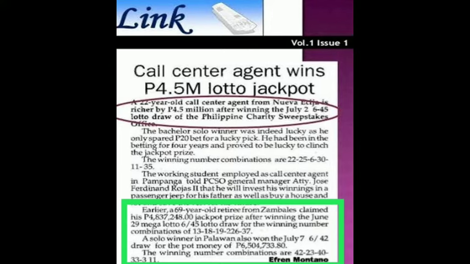A solo winner in Palawan also won the July 7 642 draw for the pot money of 6,504,733 pesos and 80 cents. The winning number combinations are 42, 23, 40, 33, 3, and 11. This part can be removed if there is not enough space in the newspaper, since it is the least important information.